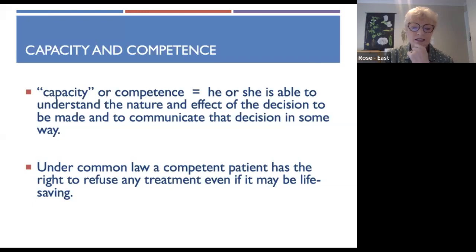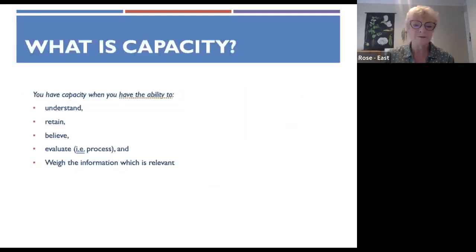The law says that everyone is considered to have capacity or competence unless there's been a ruling that they're not. So you have to assume competence unless a doctor or someone steps in to say, no, this person does not have capacity. And this is the driver of capacity. I always thought there were only four, but obviously two of those things generally belong together.